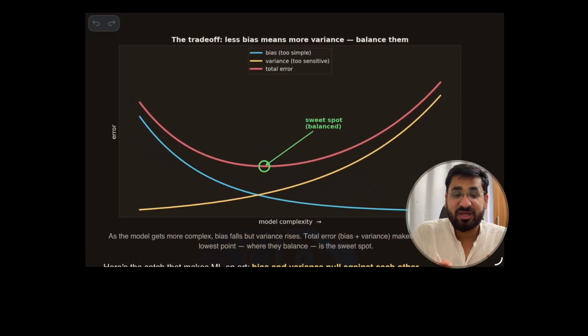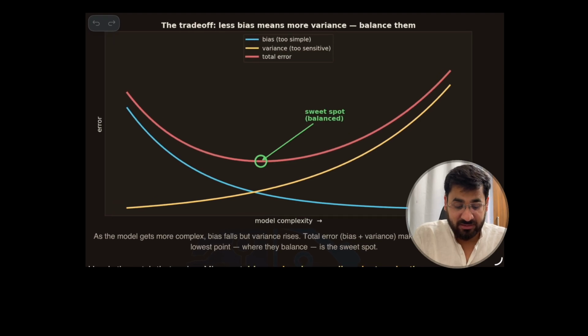This diagram we have already seen. I have already described and explained it well. This is the error and this is the complexity of the model. See the blue one, yellow one and red one. Blue one is what? Bias, meaning underfit. The more complex the model becomes, the bias decreases. But at the same time, variance also increases. Variance is what? Overfitting.